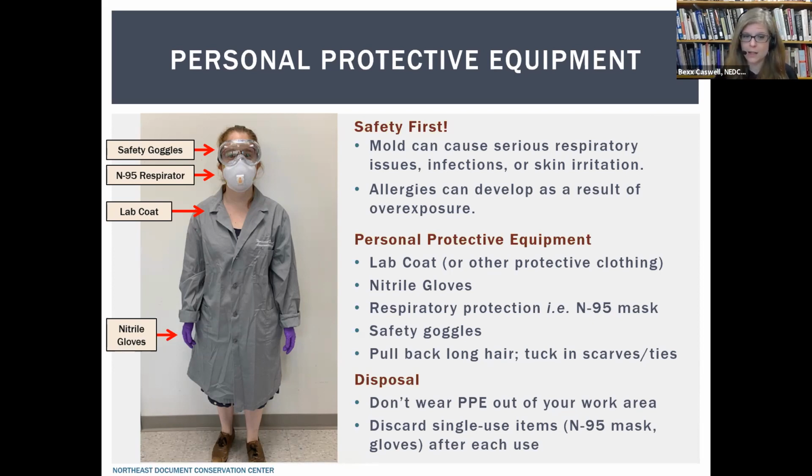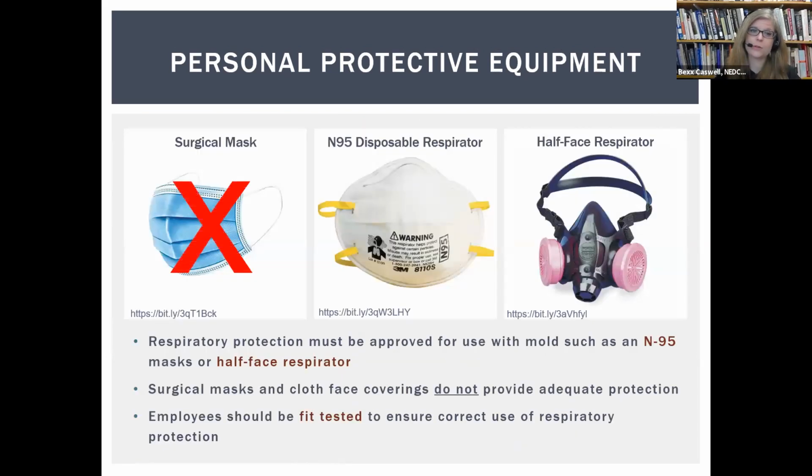All right, so let's talk a little bit more about respiratory protection. This respiratory protection has to be approved for use with mold, and OSHA has some guidelines on this. So a surgical mask or a cloth face covering is not enough. It does not provide adequate protection against mold.